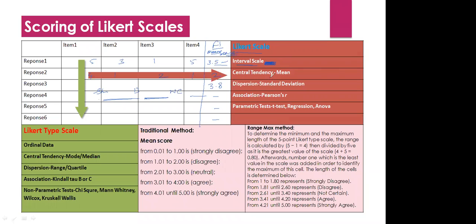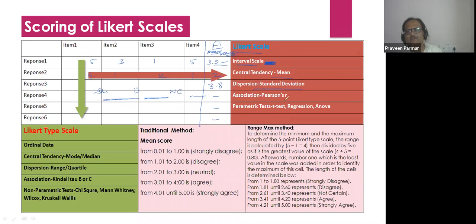So here we have central tendency, mean, dispersion, standard deviation, association. We could use the Pearson, and for the parametric tests we could apply t-test, z-test, and whatever. There is one more thing which I would like to explain to you. In the traditional method, whatever the value we are getting here, what category will this value belong to? 3.5. Because one is for strongly disagree, two is for disagree, and so on. So what would be the range and where will it lie?